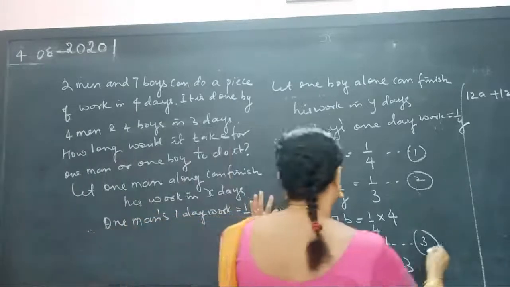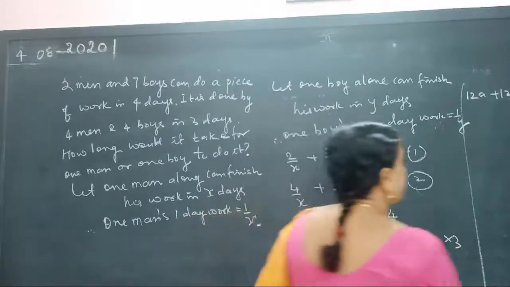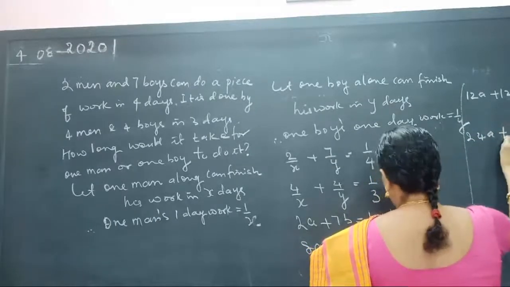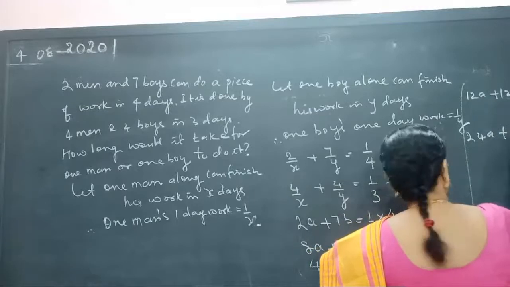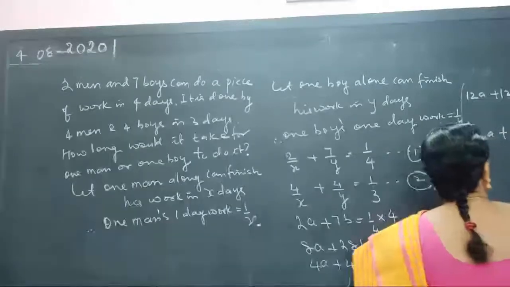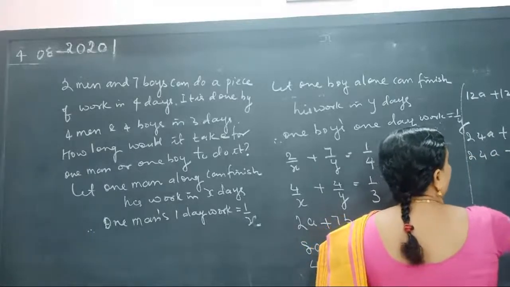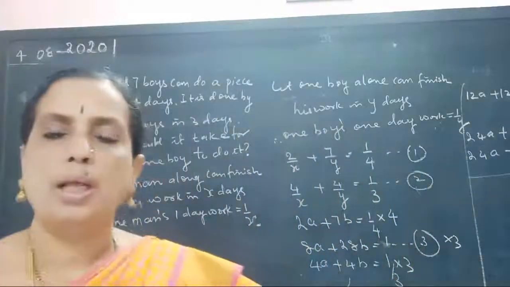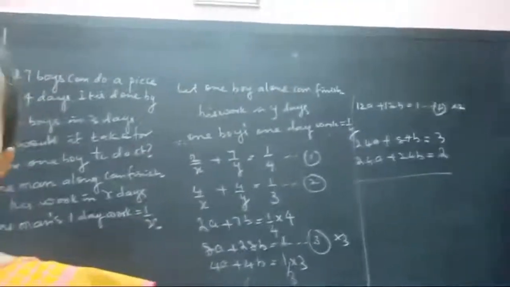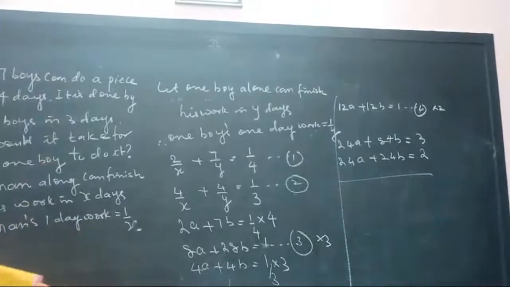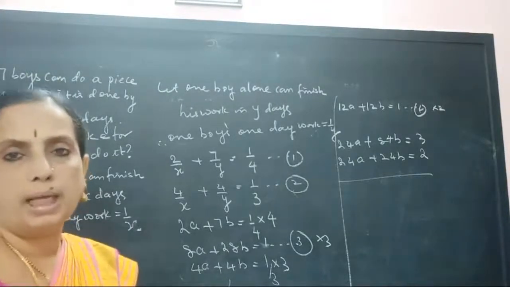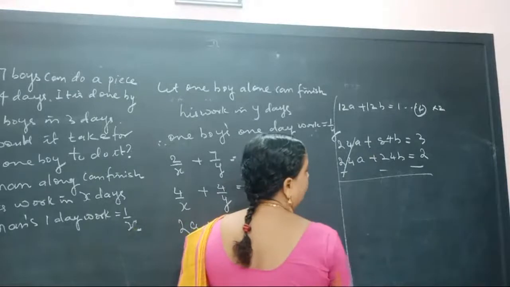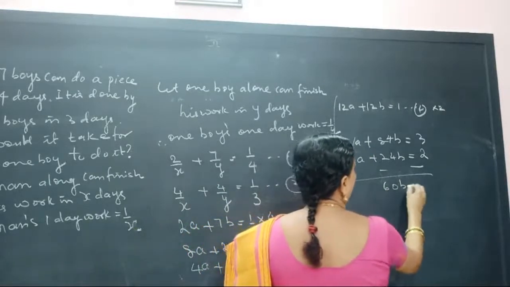So I will multiply this way, equation 3 and equation 4 with 2. What you get? 24a plus 84b equals 3, 24a plus 24b equals 2. Usually such questions we used to solve by cross multiplication, but now cross multiplication is taken off. We have to try either substitution or elimination. If I do the subtraction, this will get cancelled. What we have? 60b equals 1.